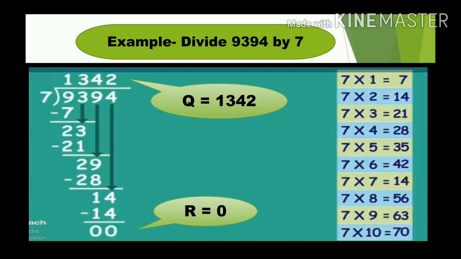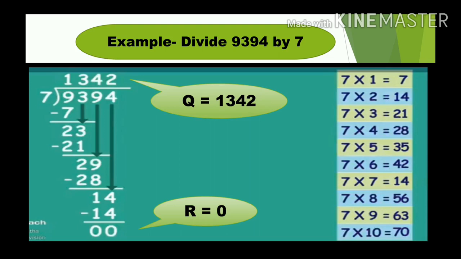So 23. Now we'll count the table of 7. How many times do we get a number which is equal to or less than 23? So we can see 7 threes are 21. So we'll take it, and after that we have to subtract 23 minus 21. So we get 2, and 9 you have to write down. So it becomes 29.